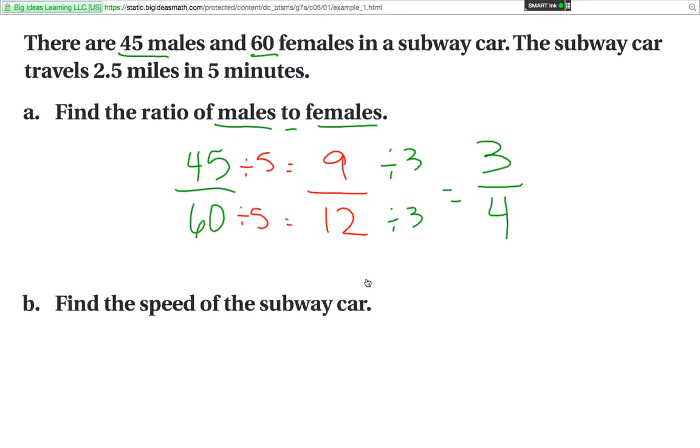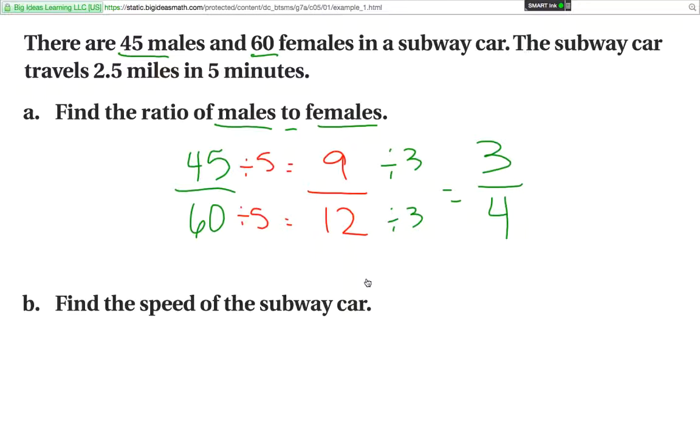All right. Now, for letter B, find the speed of the subway car. Now, this is assuming that it's going to be at a constant rate. Obviously, a subway car can speed up, slow down, especially if you're running into something. So speed. When you think of speed, you guys think of what? Miles per hour, right? Miles per hour is normal. But it could also be miles per minute, meters per second, it could be any unit.